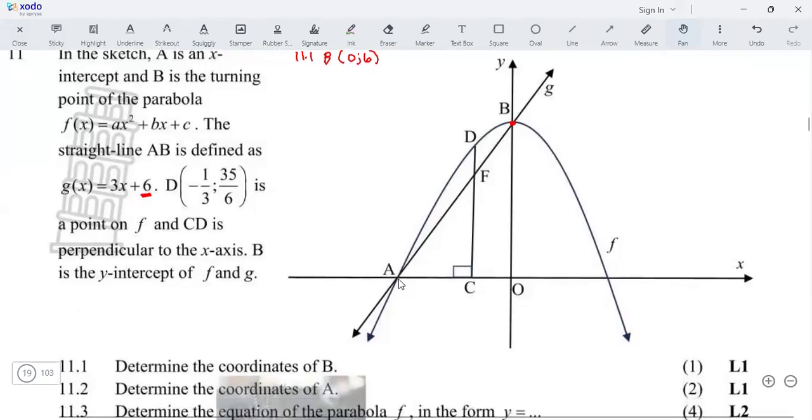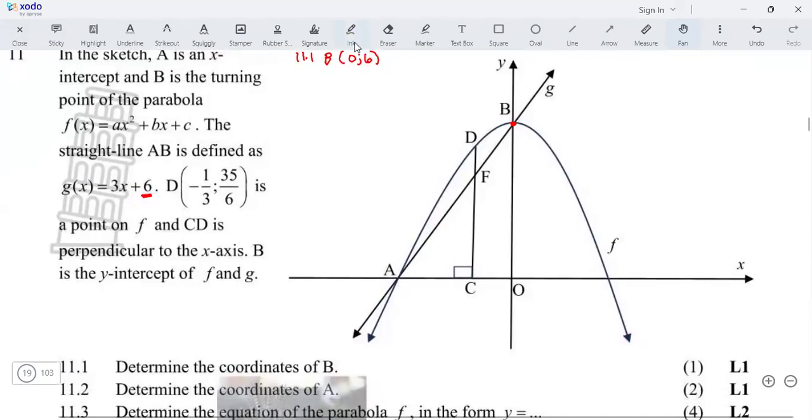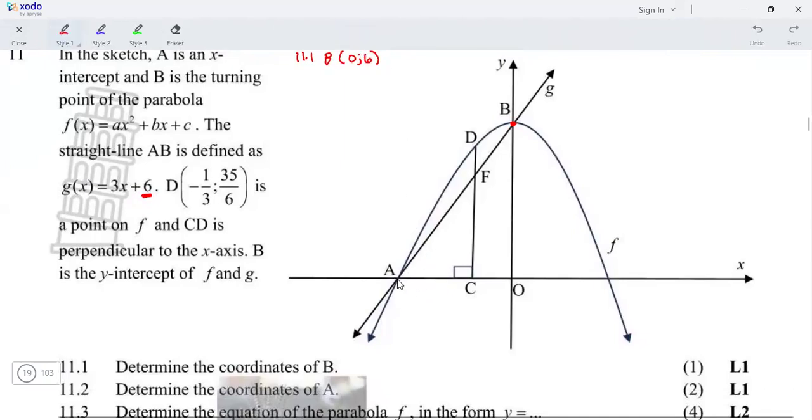Now, A, we find it again on the straight line, but also we find it on the parabola function. So we are going to use the straight line because we don't have the equation of the parabola. We're going to find the x-intercept, so 11.2. You're going to take g(x) to be 0, and then you have 3x + 6 = 0. Take the 6 over, that's -6 = 3x. Then you divide by 3 on both sides, you're going to have -2 = x. So now you can conclude that the coordinates of A are (-2; 0).